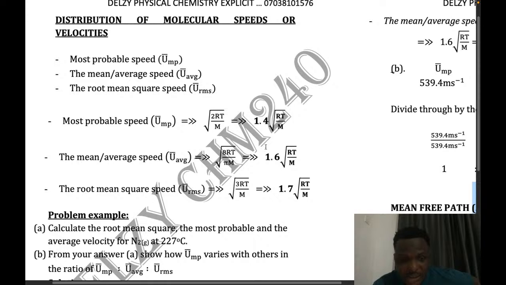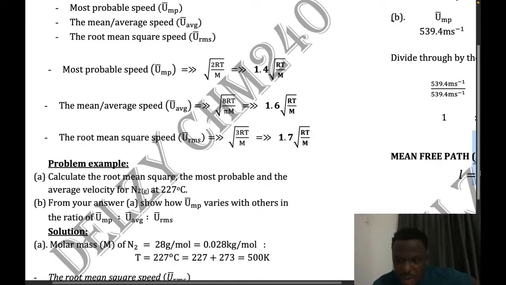Let's finish up this. Now, the mean speed, the average speed, which is what we are going to use to carry out that calculation, is 1.6 square root of RT all over M. Root mean square speed is 1.7 square root of RT all over M. Now, look at this question here that they gave. They said the most probable speed and the average speed. Please, speed is the same thing as velocity. In case you see velocity, it is the same thing as speed.